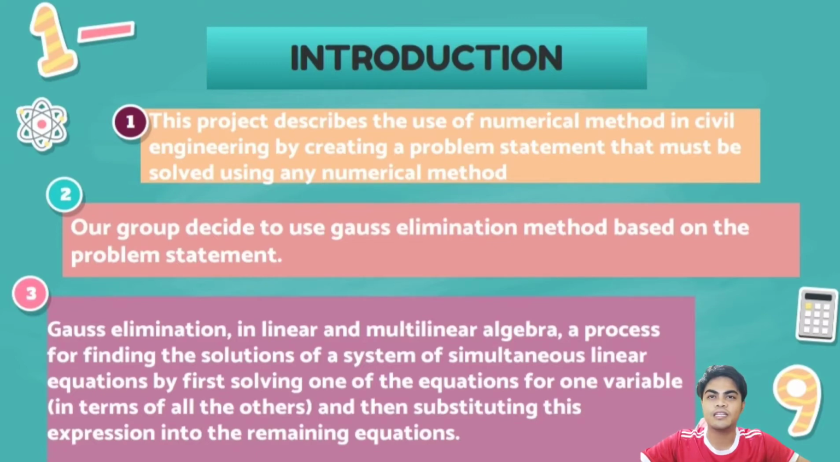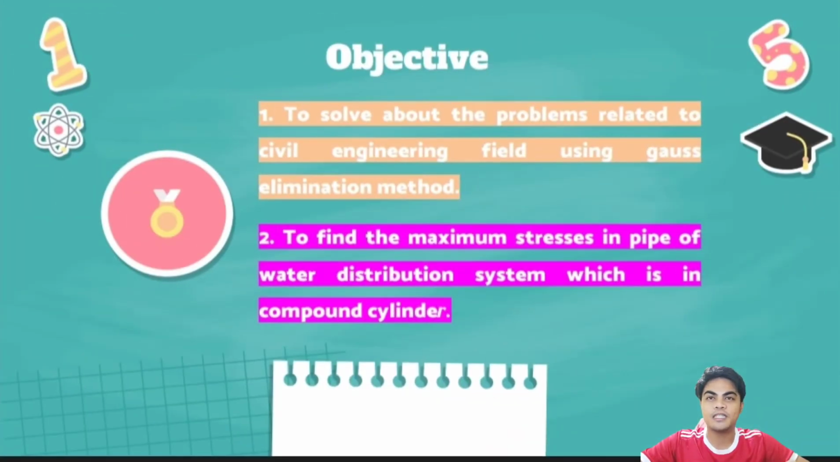into the remaining equations. Our objective is firstly to solve the problem related to civil engineering field using Gauss elimination method. Secondly is to find the maximum stress in pipe of water distribution system, which is in compound cylinder.